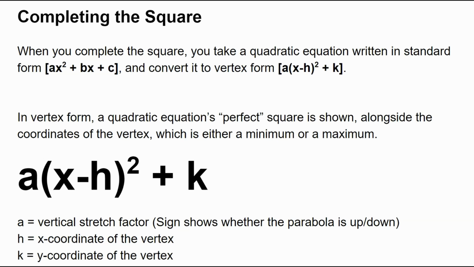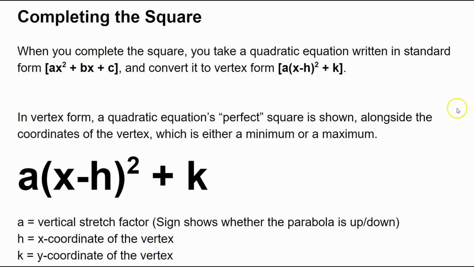It might be a fraction inside, but the point is that we arrange it so that we take the square of a binomial, and when we write it this way, what h tells us is the x coordinate of the vertex, and what k tells us is the y coordinate of the vertex. And the vertex of a quadratic equation is either the minimum or maximum point of the function, and a is just a vertical stretch, and it can also tell you if it's up or down depending on the sign.